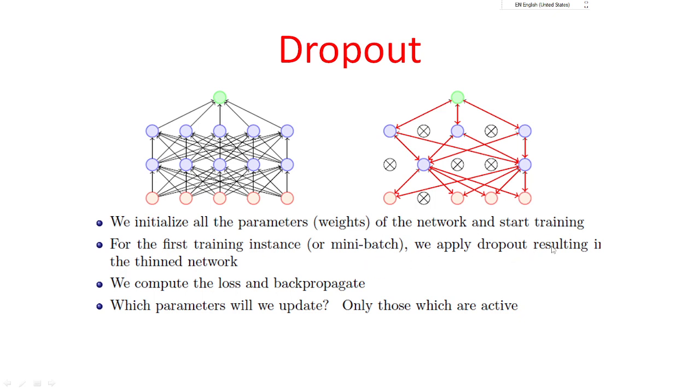We will initialize the parameters and start training. First we'll drop out this node. That means we'll remove the connections. The node will be there, but we'll remove all the connections, no incoming, no outgoing. Okay, we compute the loss and backpropagate. Which parameters will we use? Only those that are active, only those that are connected. Only those will be updated.